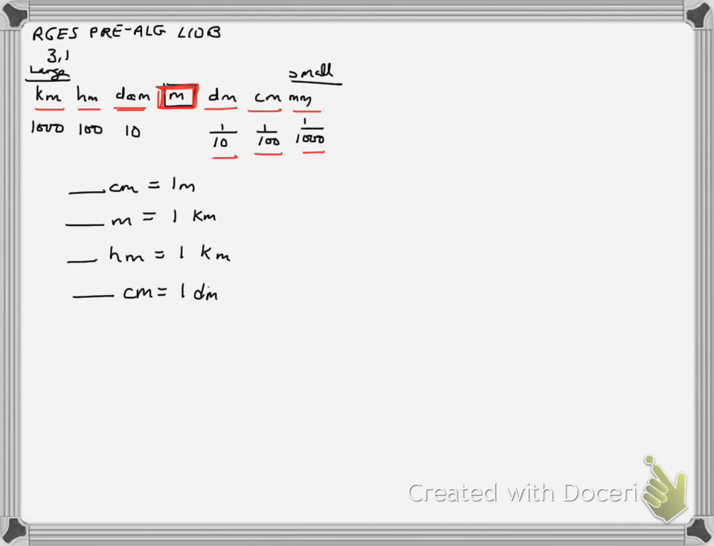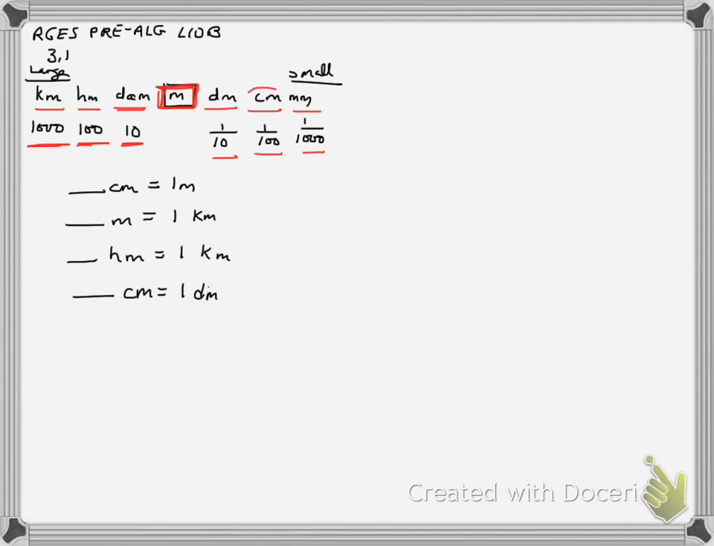Now, on the other side, going to larger units, what this means is it takes 10 meters to make 1 decameter, 100 meters to make a hectometer, and 1,000 meters to make a kilometer, giving you some idea of the measurement of these units, which I would want you to remember in the bottom paragraph of your explanation.